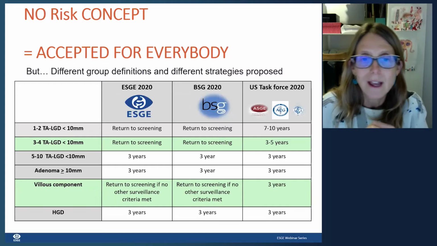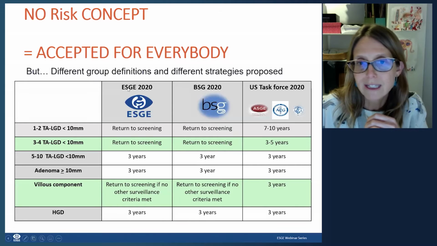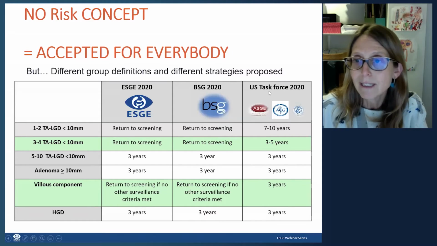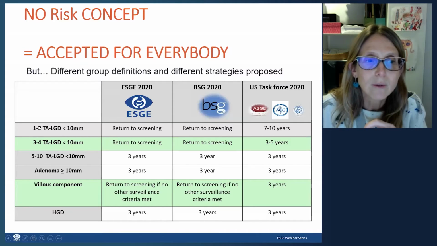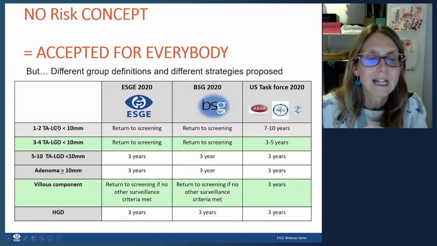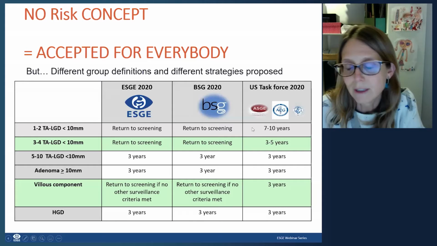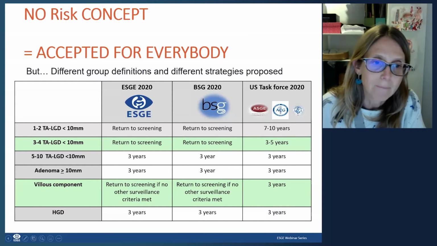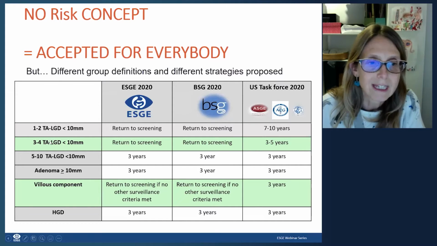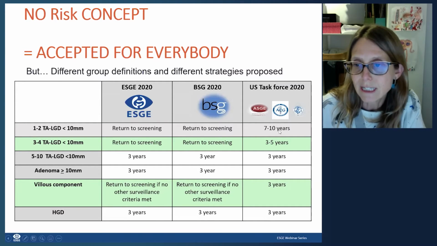So as you can see here, the ESGE guideline is very similar to the British guideline. These are the three guidelines that have been published this year, but they are a little bit different from the ones from the States in defining which is a low-risk group and which is a high-risk group, and also in the proportion and the intervals for surveillance. So you can see that our guideline, the ESGE, says that those people with fewer than 5 polyps, less than 10 millimeters, can return to screening or return to a colonoscopy after 10 years, whereas in the States, this would be different.